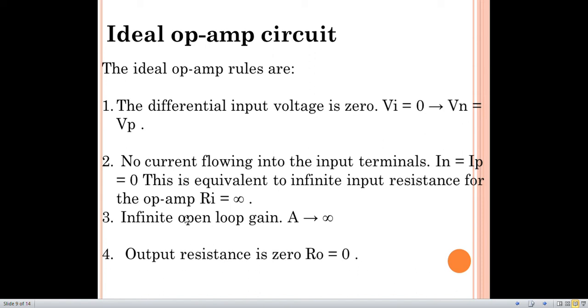The second condition that is important for an ideal operational amplifier is that in the input terminals, there must be zero current. This condition corresponds to the condition that input resistance of op-amp must be infinite. The output resistance of op-amp is 0 and the open loop gain for an operational amplifier in an ideal condition must be infinite.